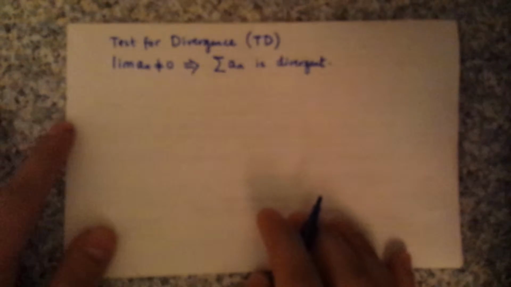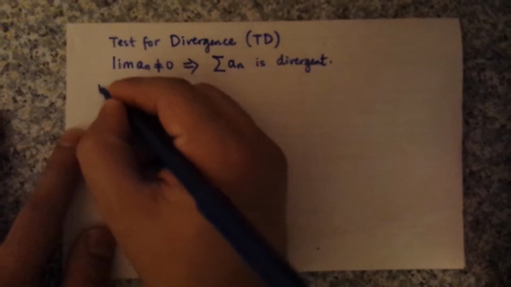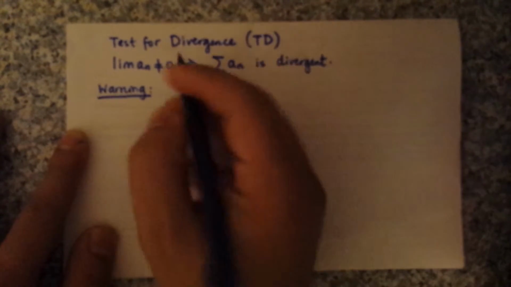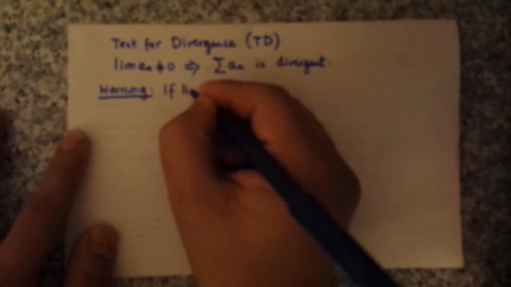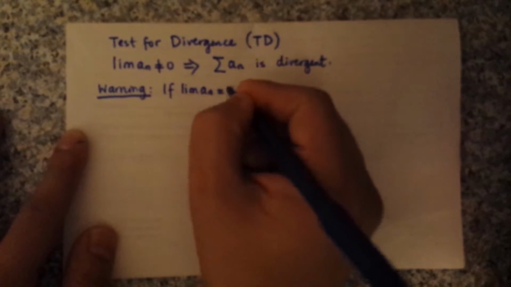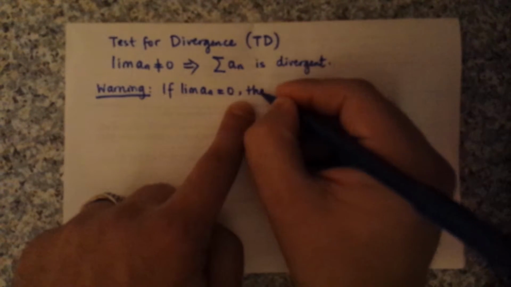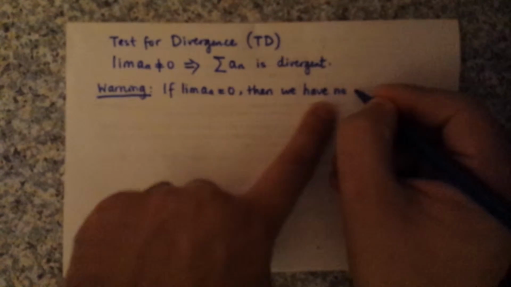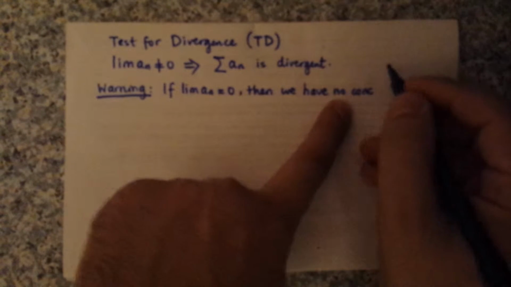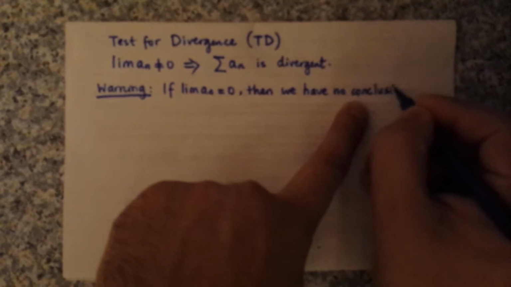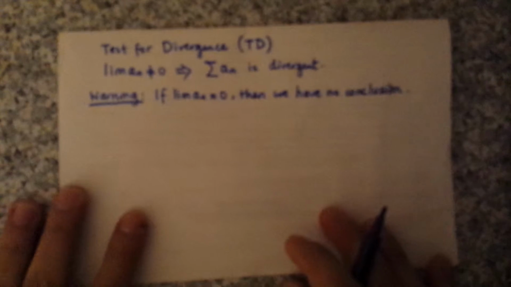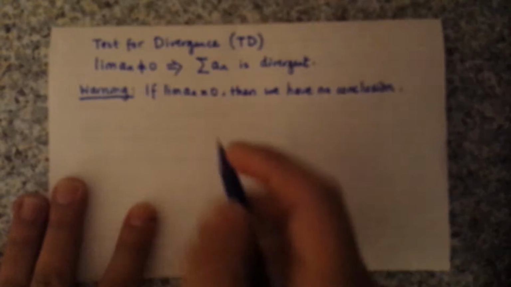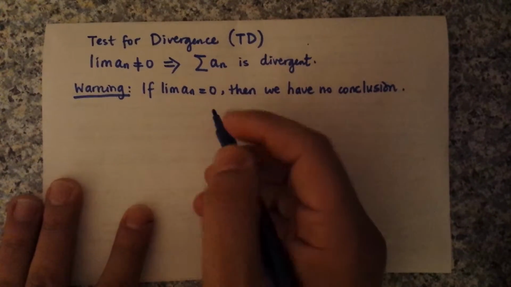That's what it says. And here's one small warning. If the limit of a_n is 0, then we have no conclusion. So in that case, just be careful. If you take the limit of a_n and you get 0, you can't use the test for divergence.